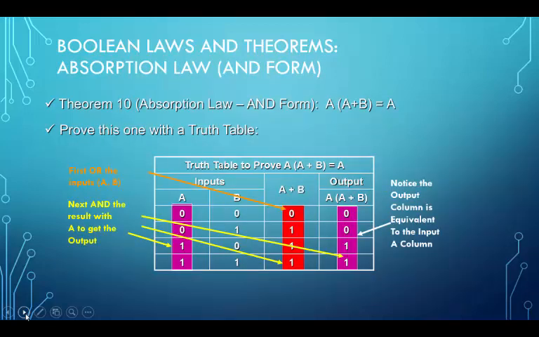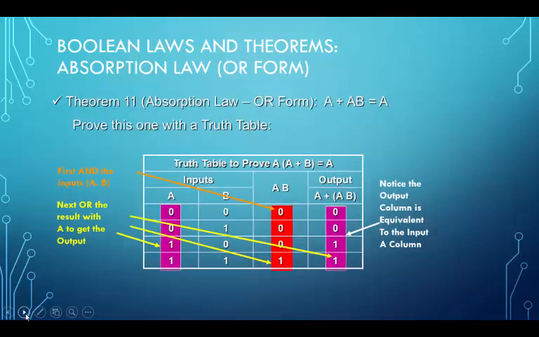Then we have the absorption law. The absorption law indicates that if we have A ANDed with A or B, we get back the A function. If we begin with A and a B, we look at the OR combination A or B. When we AND that with the A function, we notice in the truth table that we get back to the original A function. This means that we can simplify the expression quite a bit.